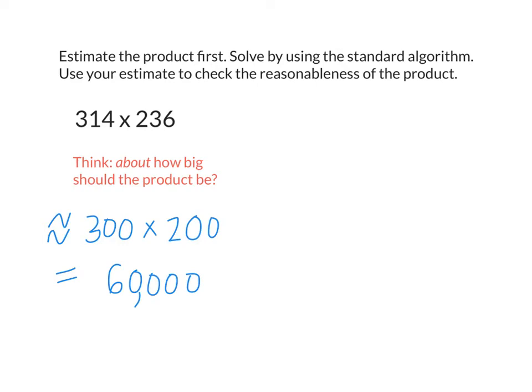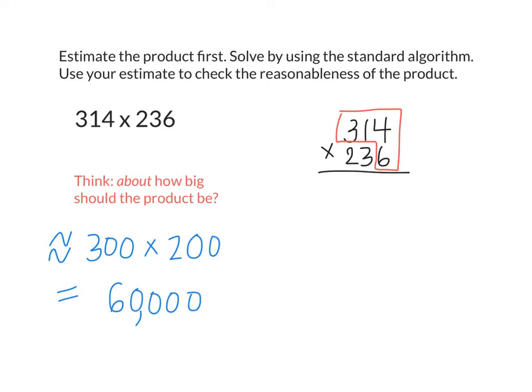Now, let's actually do the standard algorithm. Let's set that up over here. And we can use our estimate at the end to help us decide if it's reasonable or not. Okay, first we have to do 314 times 6, right? But we're going to start in the ones place of 6 times 4 and then move our way through each digit. So what's 6 times 4, everyone? 24. 24, very nice.